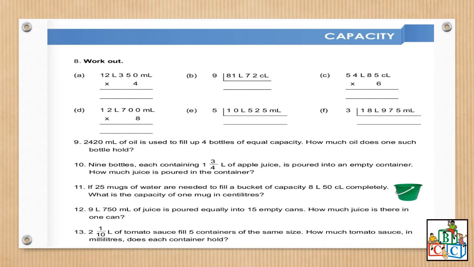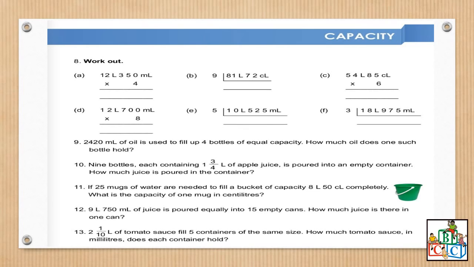Question 10. 9 bottles each containing 1¾ liters of apple juice is poured into an empty container. How much juice is poured in the container? So 1 bottle contains 1¾ liters of apple juice. How much do 9 bottles contain? Here multiplication. If 25 mugs of water are needed to fill a bucket of capacity 8 liters 50 centiliters completely, what is the capacity of 1 mug in centiliters?